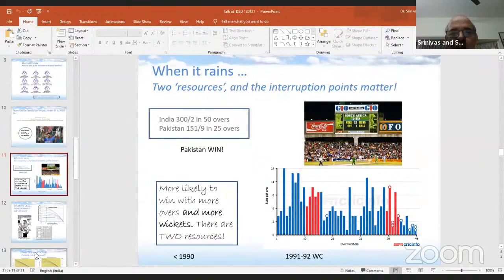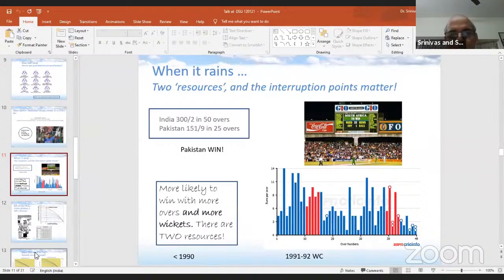I'm not going to get an answer. But look at this scenario. Let's say it's an ODI match and India bat first and they are 300 for 2 in 50 overs. And let's say Pakistan come out to bat and they are 151 for 9 at the end of 25 overs. And at that point, it begins to rain horribly.